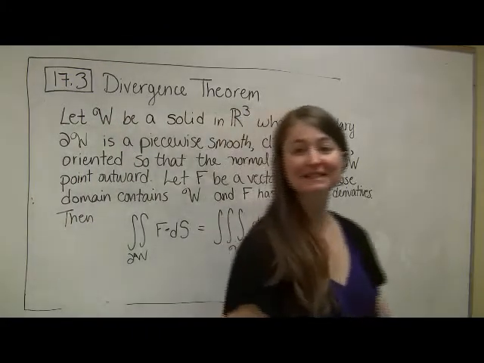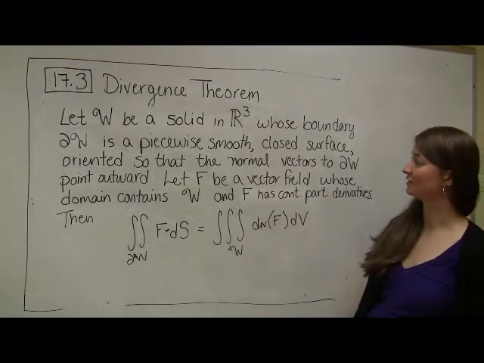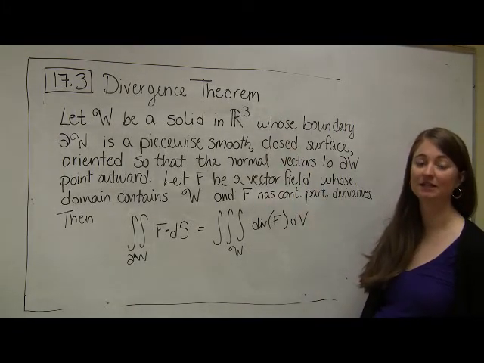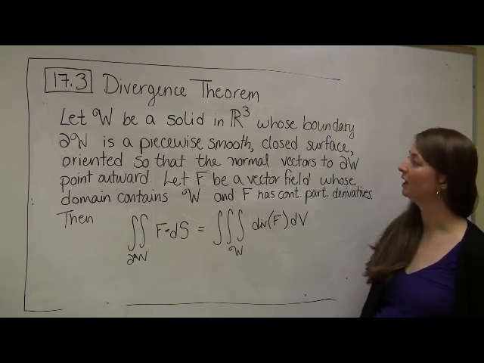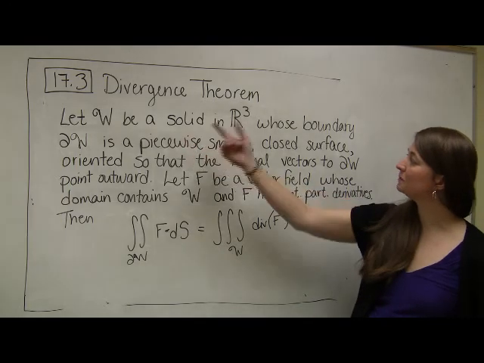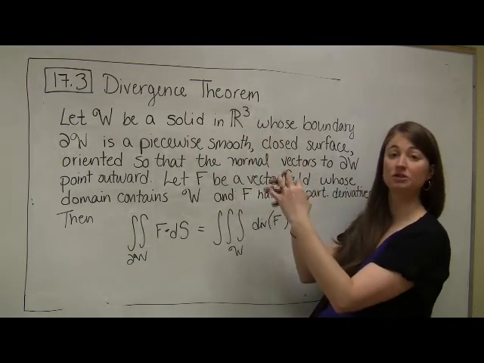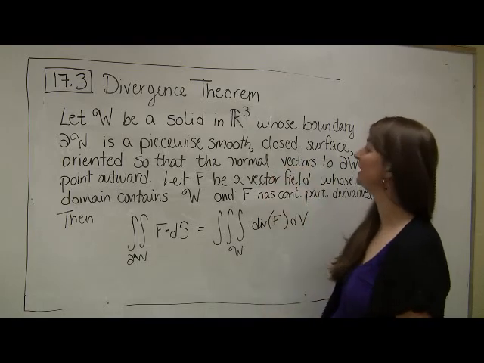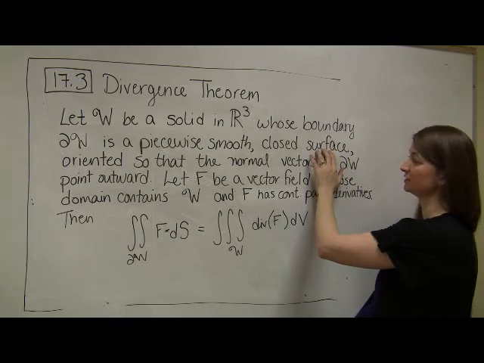So this brings us to the divergence theorem. This is the statement of the divergence theorem, and again, there are a lot of conditions that go into this theorem, and I'm not that concerned with most of the conditions. Let W be a solid in R3, so in my head I'm visualizing W as like a box or a sphere, and the boundary of W is a piecewise smooth closed surface.